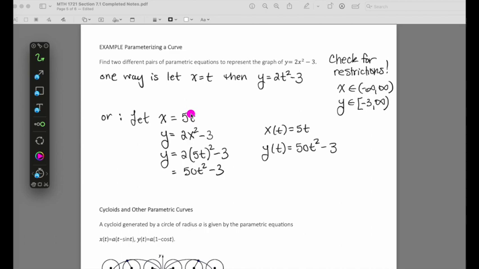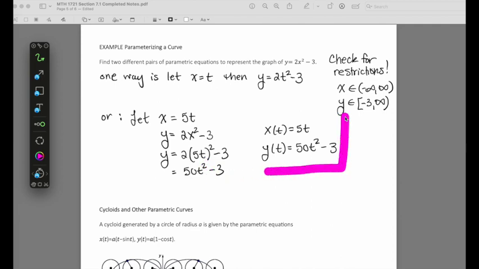And then what you would want to do is replace X in here with 5T so that you have your Y's in terms of T. So I replace X with 5T, so plug that in here. And then I have 2 times 5T squared, and then minus 3. So when I simplify this, I get 50T squared minus 3.